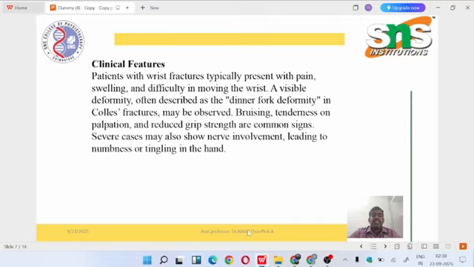Clinical features. Patients usually present with pain, swelling, and difficulty moving the wrist. A classic sign in Colles' fracture is the dinner fork deformity. Other features include bruising, tenderness, and reduced grip strength. In severe cases, nerve involvement can cause numbness or tingling in the hand.